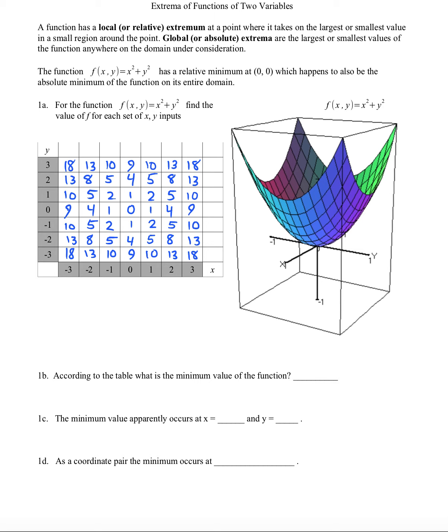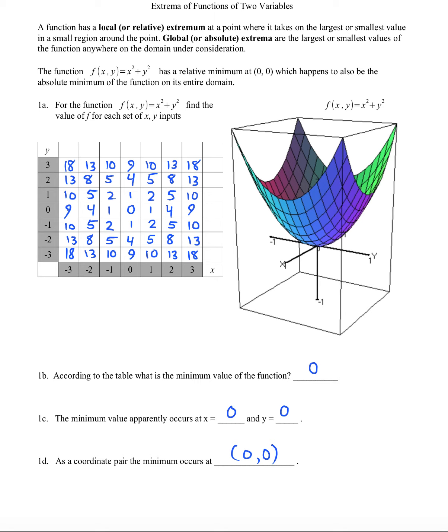According to this table, what is the minimum value of the function? Well, so far all evidence points to 0 being the minimum of the function. It apparently occurs at an x of 0 and a y of 0, so it's at the origin. As a coordinate pair, the minimum occurs at 0, 0.